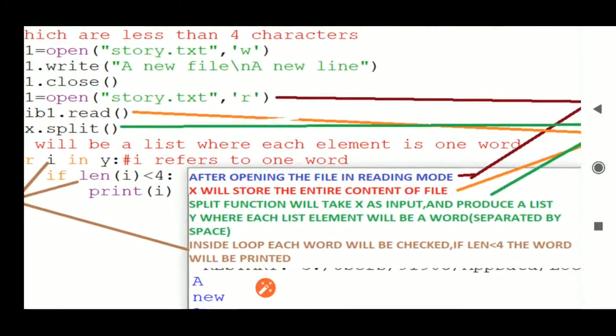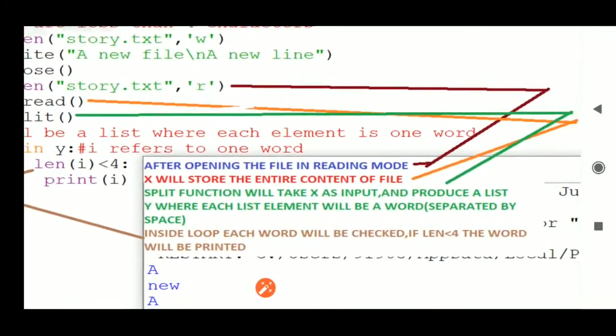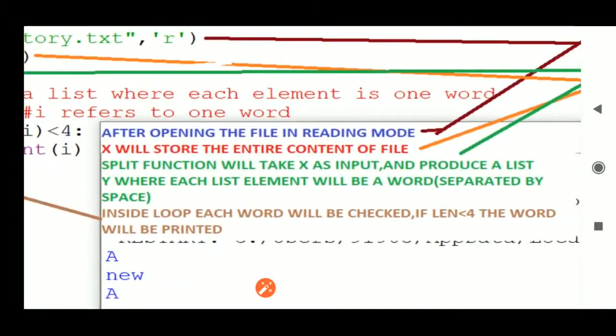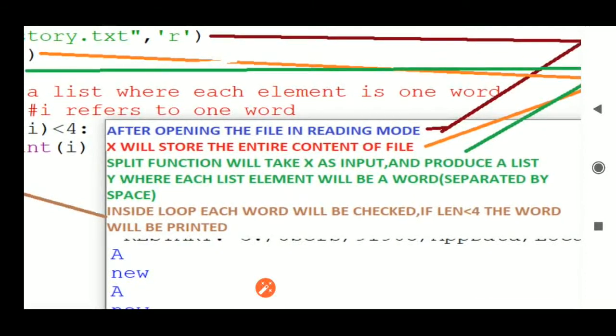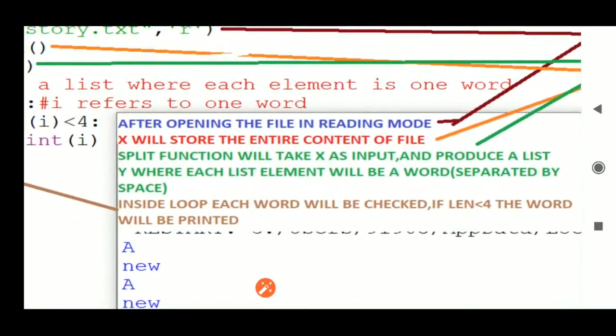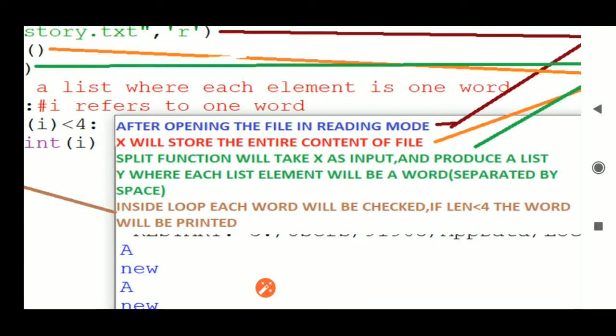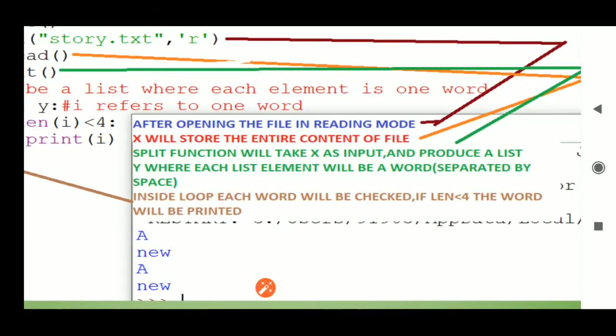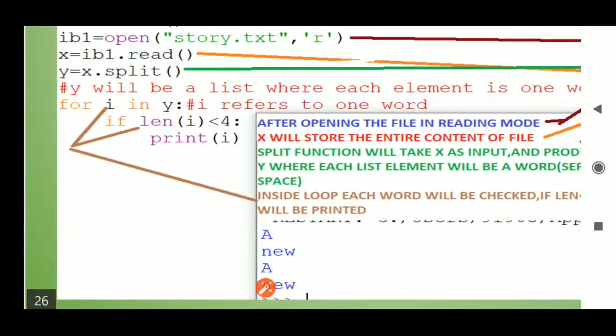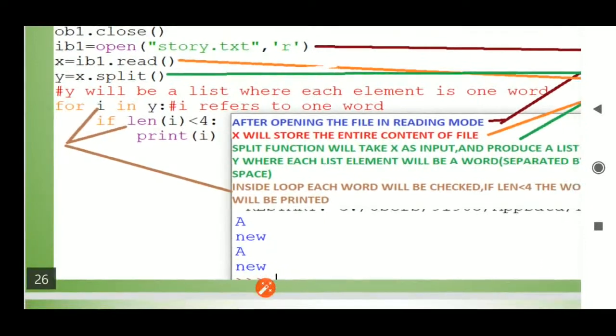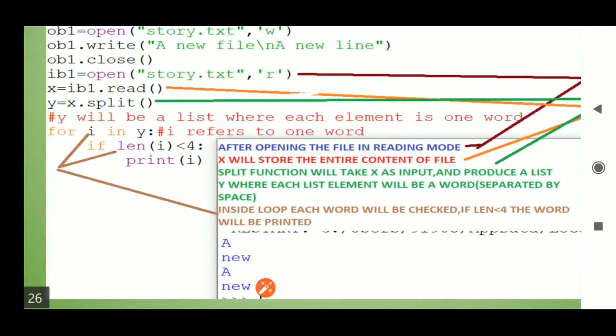So what is written in the green line, if we just follow: the split function will take x, which is the entire content of the file, as input and produce a list y where each list element will be a word, because they are separated by space. So y is a list where each element is a word.